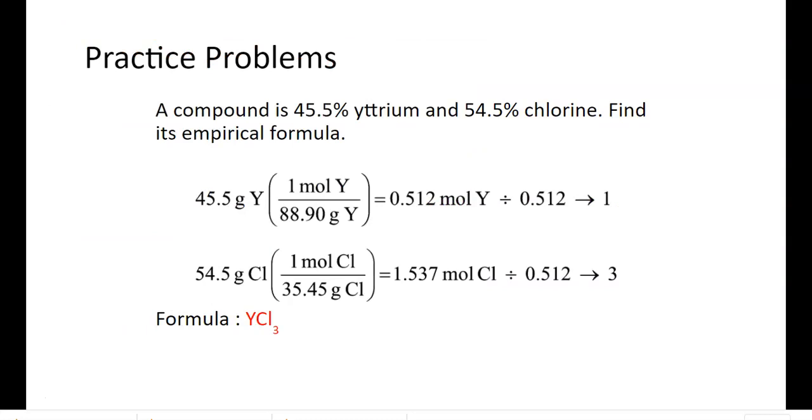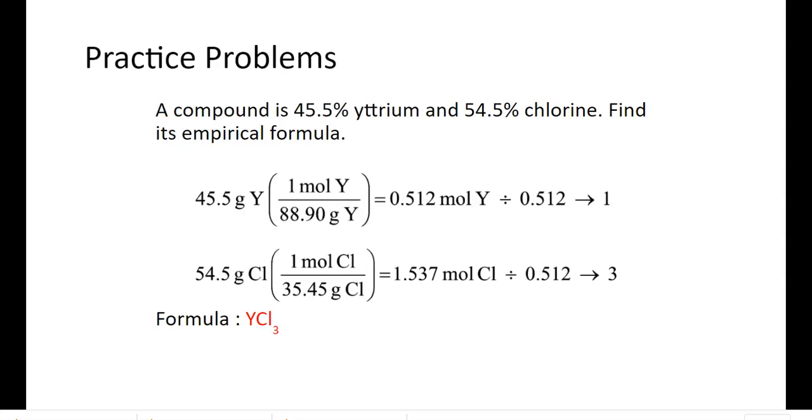Okay, so here, we have 45.5% iridium and 54.4% chlorine. So here, what we're going to do is we're going to do the same thing. Okay, 45.5% becomes 45.5 grams. Okay, the molar mass of iridium is 88.90. Okay, so we're going to take 45.5 and multiply it by 1 mole over the 88.9, which gives us 0.512. Okay, we're going to do the same thing with chlorine.